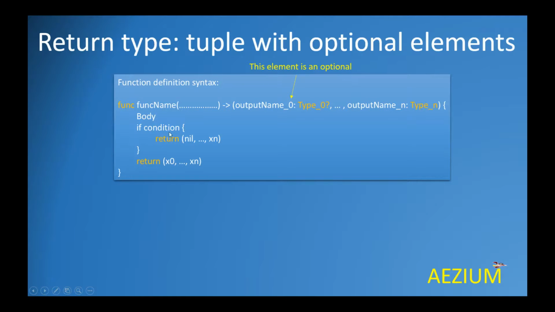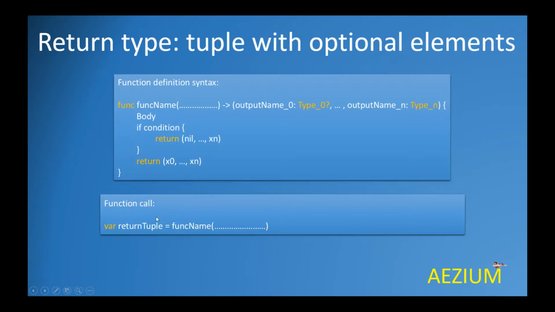And if that condition is not true, we actually assign a non-nil value to the first element. So again, notice the difference that the nil here is inserted only for one element of the tuple, whereas in the previous case, nil was generated for the entire tuple. The function call is again done in a similar fashion.